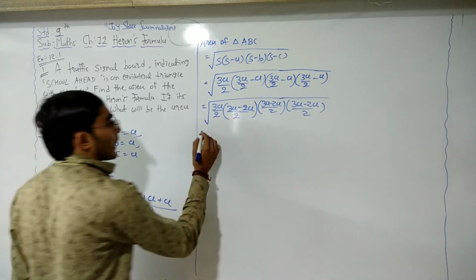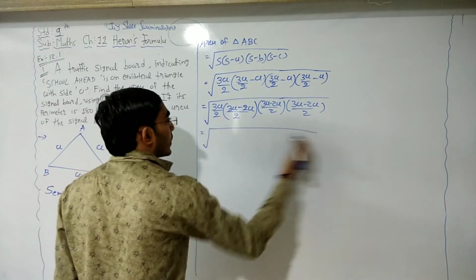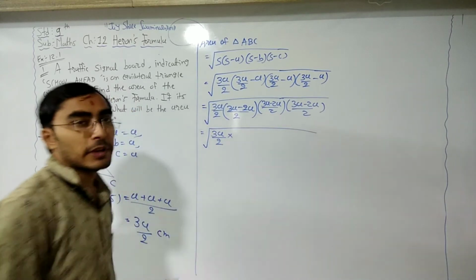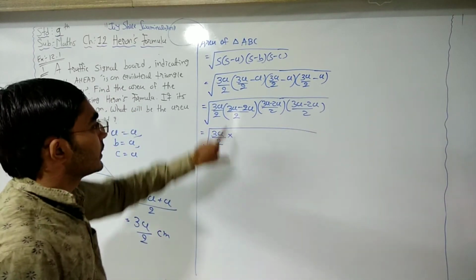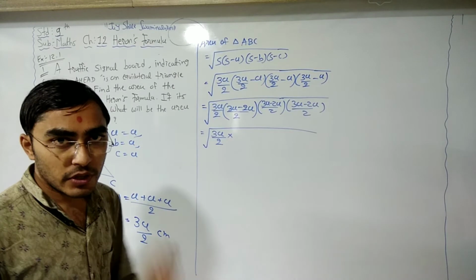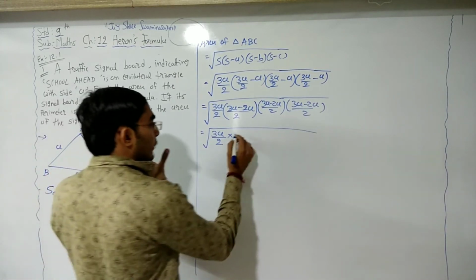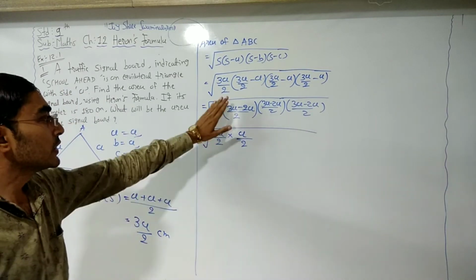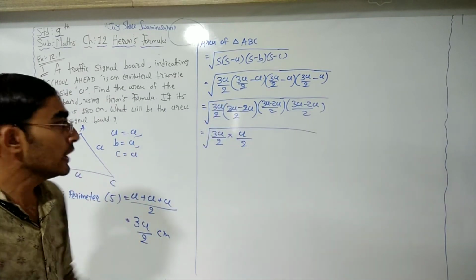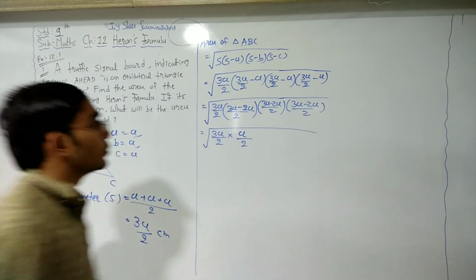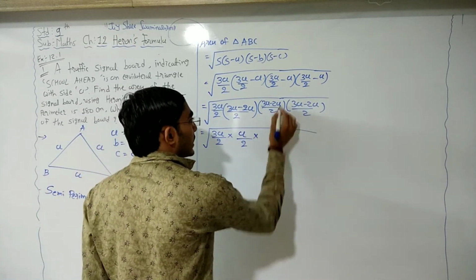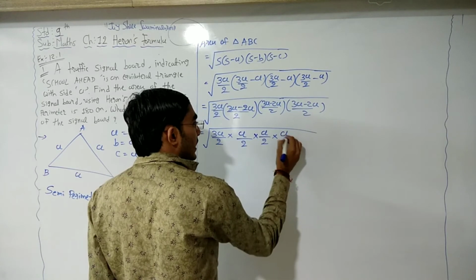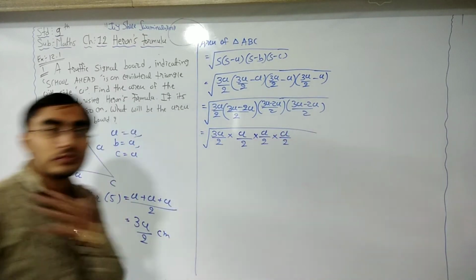Okay. Now 3a by 2, multiply. The bracket shows the multiply. 3a minus 2a is 1a. So in place of 1a we can write a only, a by 2. Okay, 3a minus 2a, that means a only, a by 2. Now same thing here, 3a minus 2a, a by 2, 3a minus 2a, a by 2.